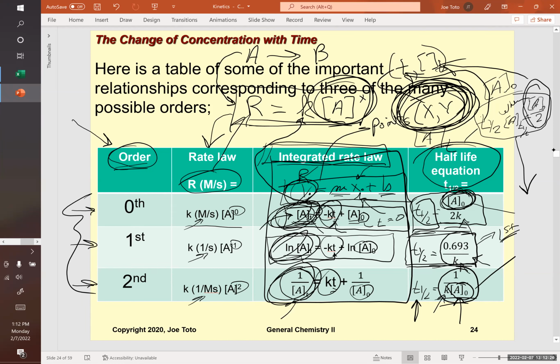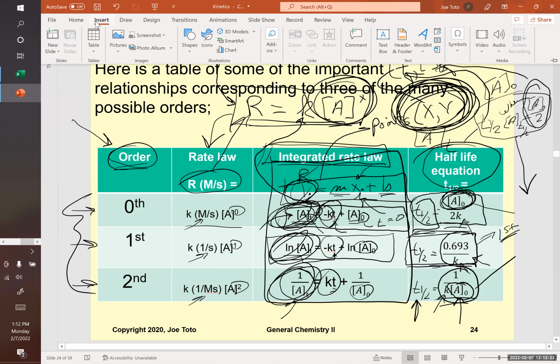Any questions on that? So for the first order, the more you start with, the longer it's going to take. And for the 0th order, the more you start with, the longer it's going to take. And for the 2nd order, the shorter it's going to take, right? Correct. Really? Yeah, isn't that kind of weird, huh? But that's what the equations say.